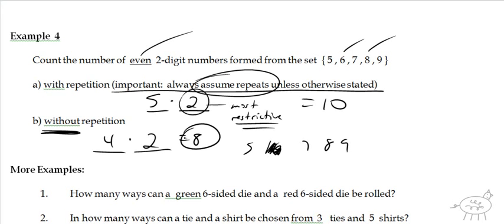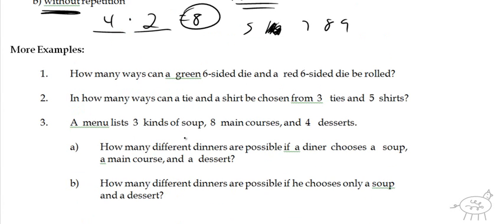Okay, now I just have a bunch more examples here for you. How many ways can a green 6-sided die and a red 6-sided die be rolled? 2 slots. I'm rolling 2 dice, right? The green is 6-sided and the red is 6-sided. So I have 36 possibilities. And how many ways can a shirt and a tie be chosen from 3 ties and 5 shirts? Again, it's a slot method. 3 ties, 5 shirts. 15 ways.